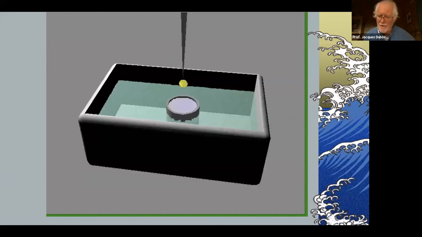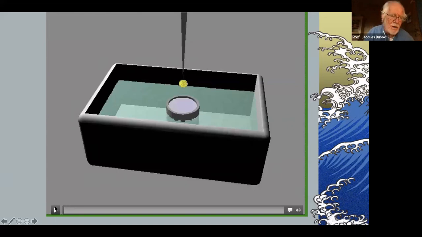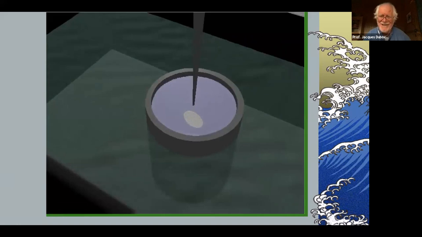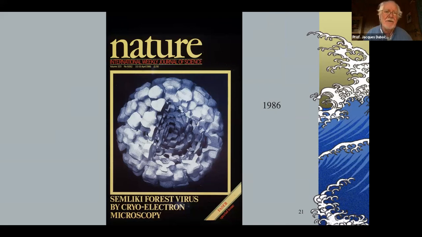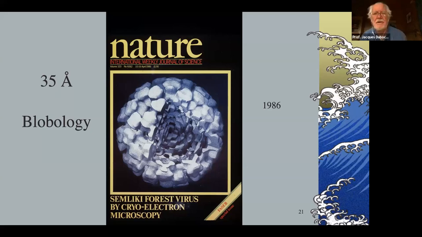Okay, so this is falling down and, voila, you understand. Of course you understand that because you are practicing that every day or so. And in 1984, we had this publication, great success. Two years later, we had the reconstruction of the Semliki Forest virus with Steve Fuller and Vogel. And this was 30 years ago, the people of X-ray who like to speak about atoms were laughing at us, and they spoke about blobology, and they were very right. But a lot of people joined the effort.